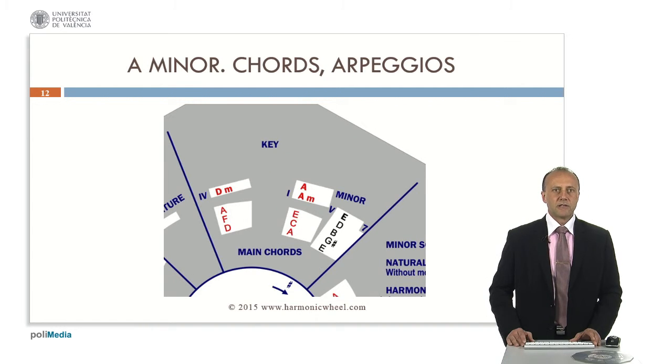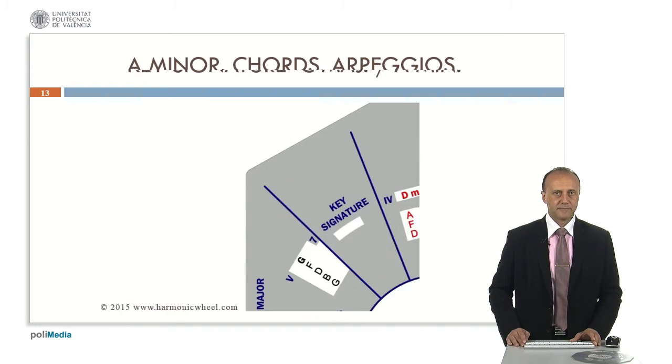The three main chords in the A minor key are here: the tonic chord A minor, whose notes are A, C, E, the subdominant D minor, whose notes are D, F, A, and the dominant seventh, E seventh, whose notes are E, G sharp, B, and D. We can see that in the minor keys we use the chords from the harmonic minor scale.